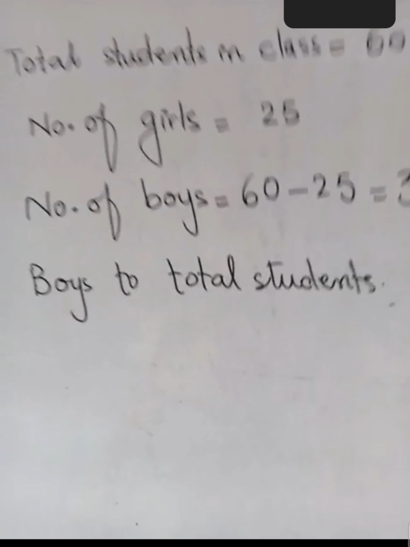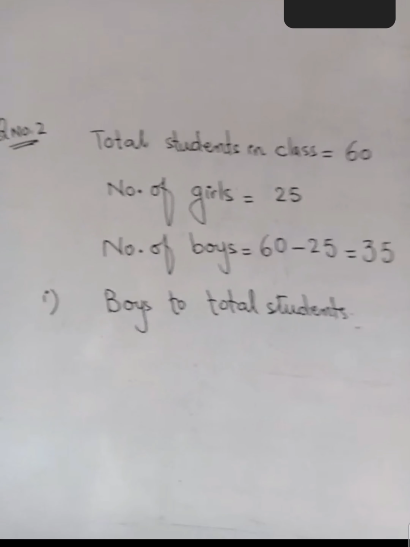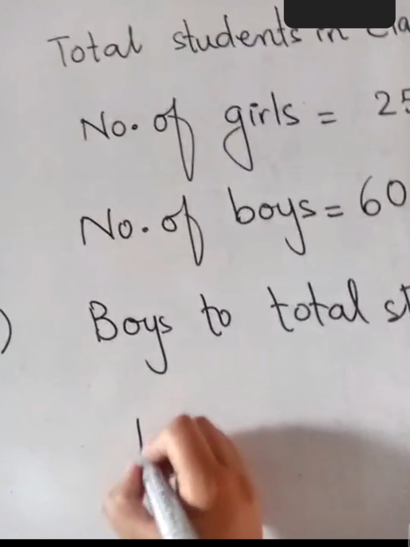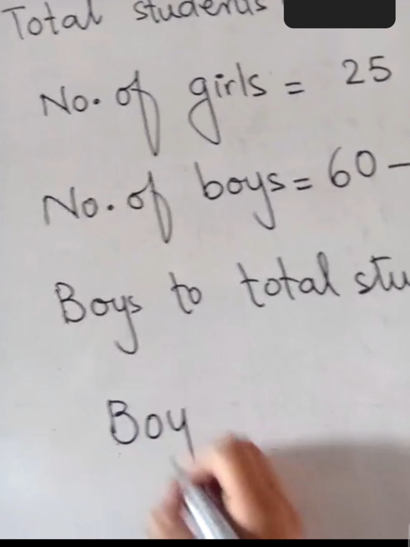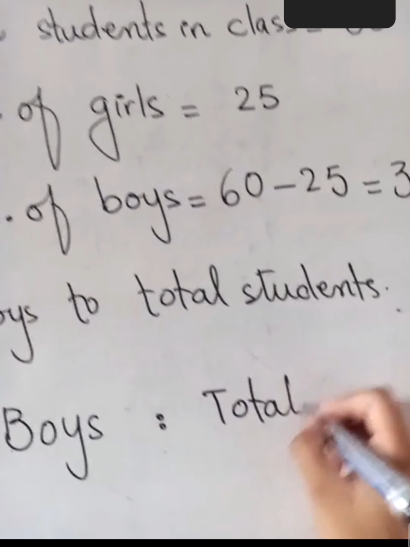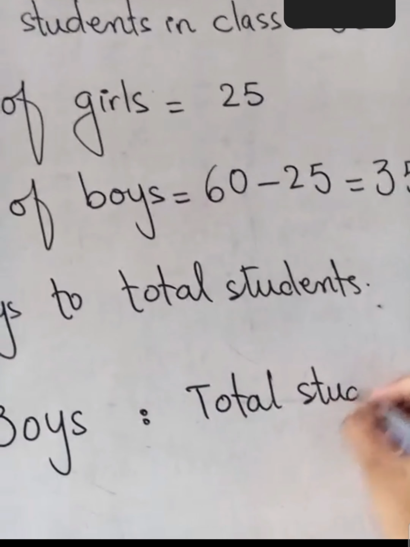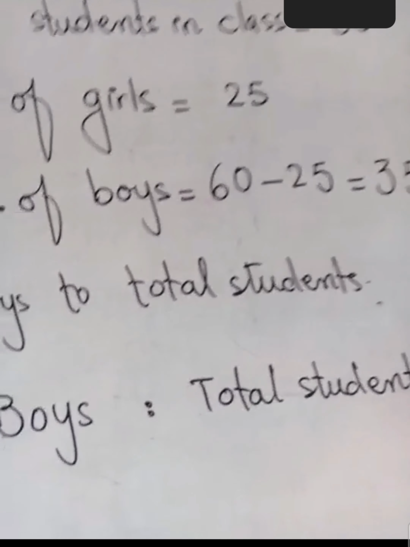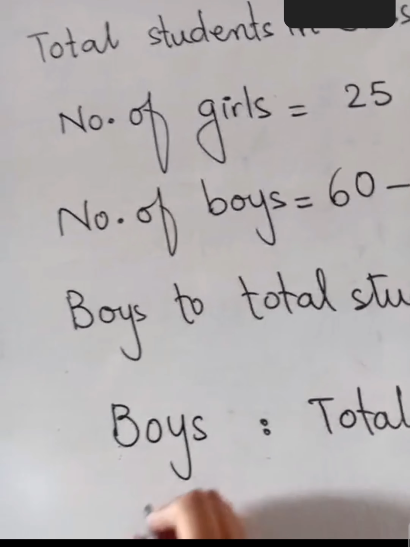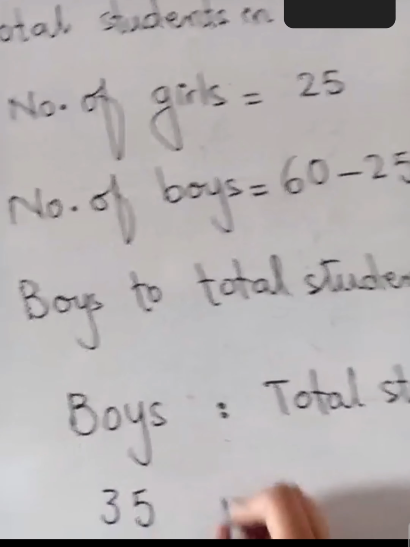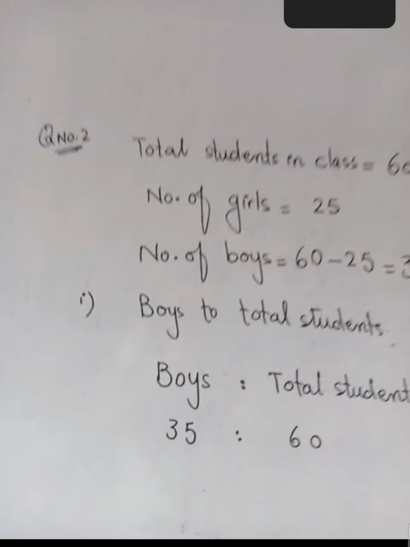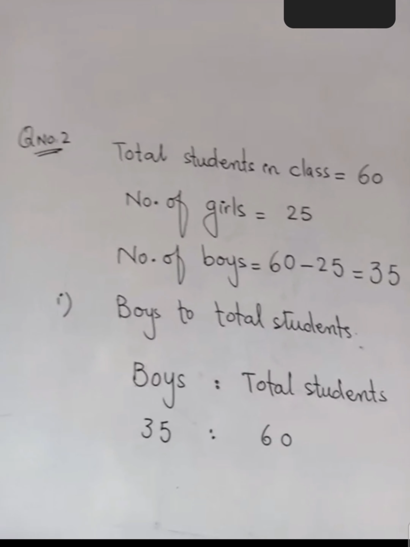Yes, ma'am. Okay. Now here what are they saying? Find the ratio of boys to total students. My first thing is to write boys ratio total students. They have said ratio. They haven't said to write them in the fraction form. Number of boys is 35, ratio number of total students is 60. What will be the ratio?